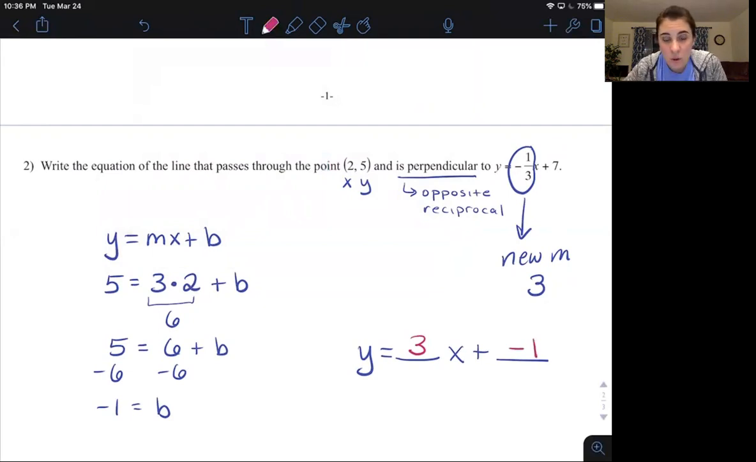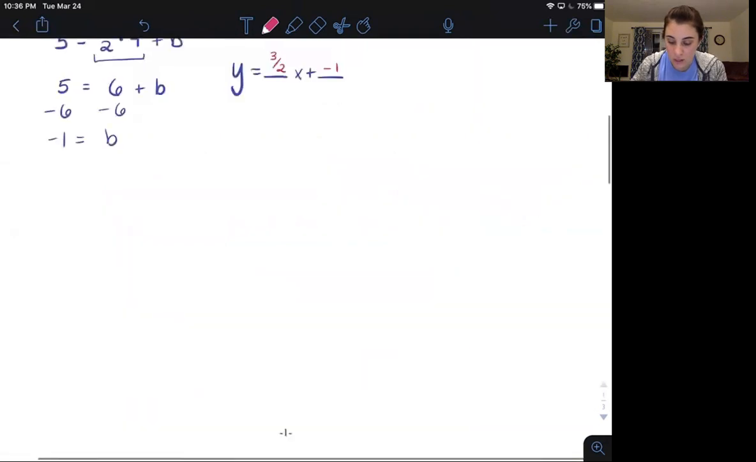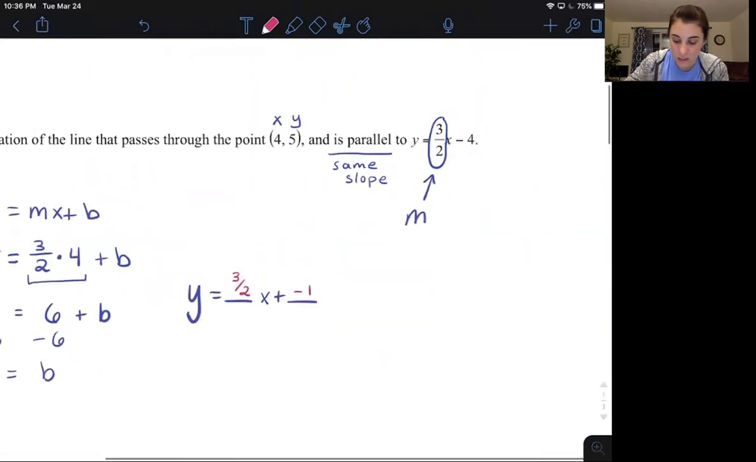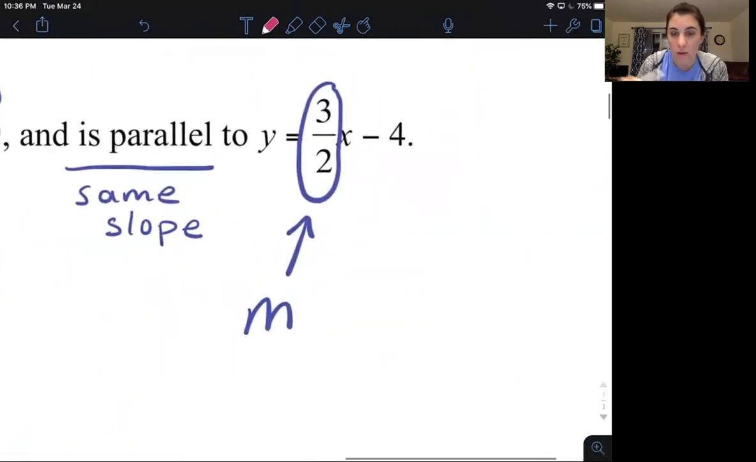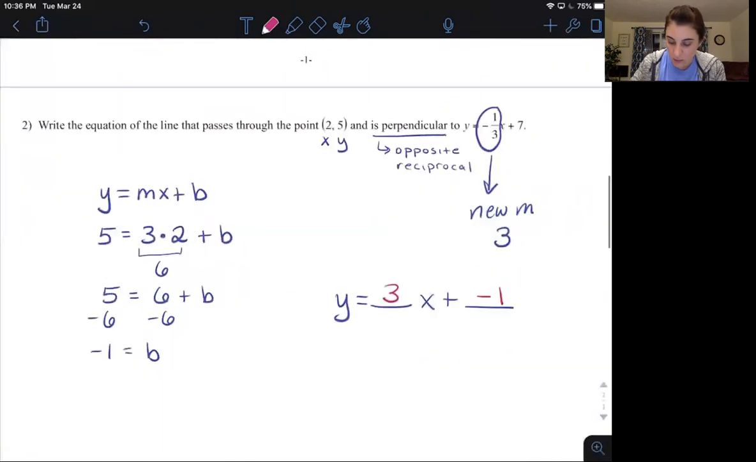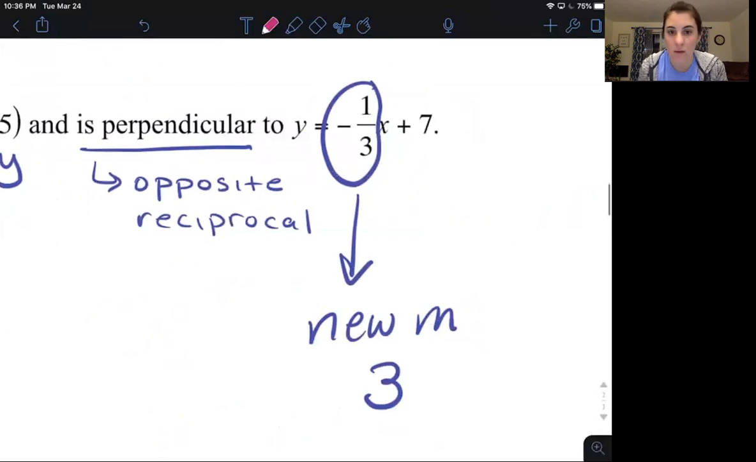That's it. So all of the work that you're writing out, it should feel similar to what we've been doing recently. The biggest thing to remember is that when it says parallel, like it did on this one, we just use whatever slope they gave you, that's what you use for m. And when it says perpendicular, that's when you have to flip the slope to get a new m.